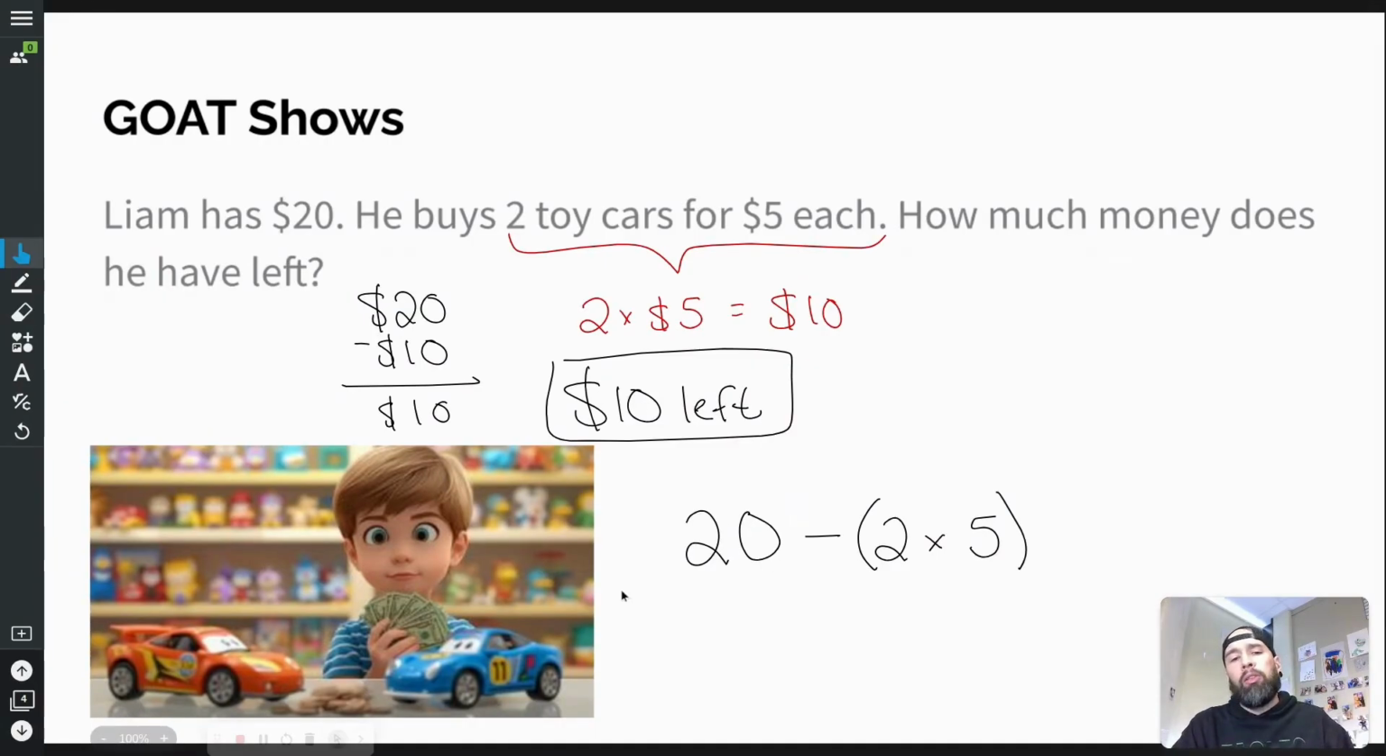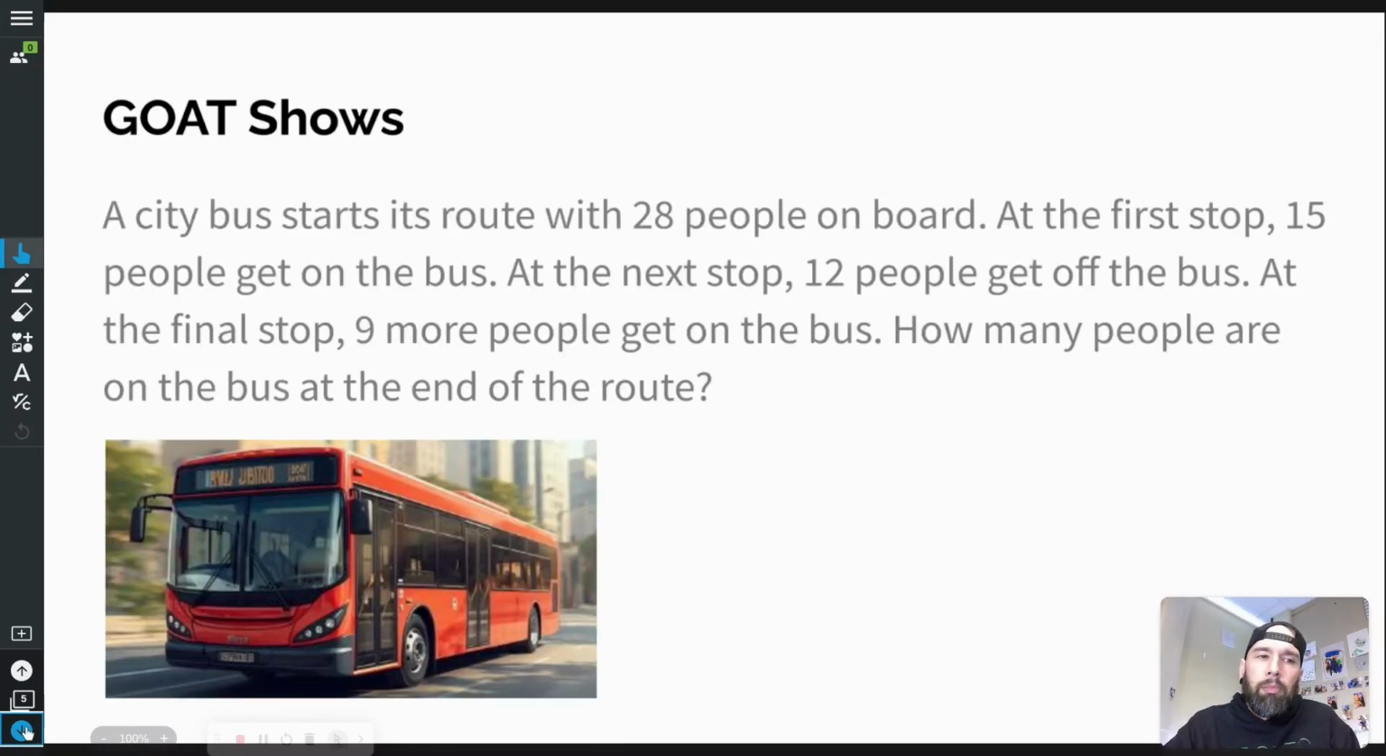I'm just showing you how to do this in case you have a math lesson that asks you to write things as an expression. And this would be me writing it as an expression.